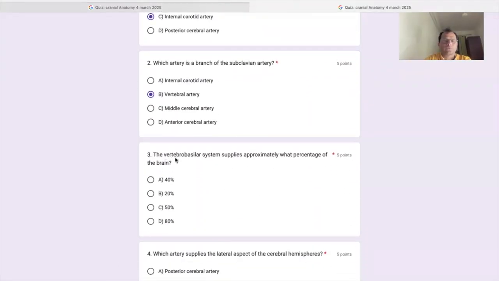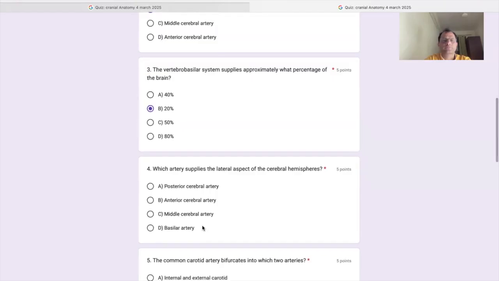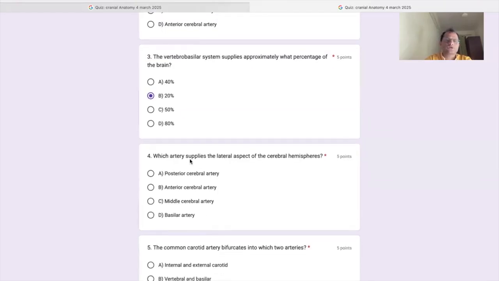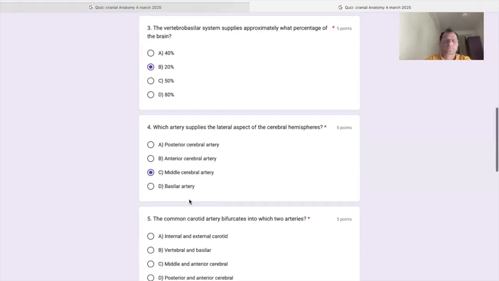Question number 3. The vertebrobasilar system, the posterior supply, supplies approximately what percentage of the brain? The posterior one supplies 20% of the brain. Question 4. Which artery supplies the lateral aspect of the cerebral hemisphere? Lateral aspect means side. So side means middle cerebral artery.